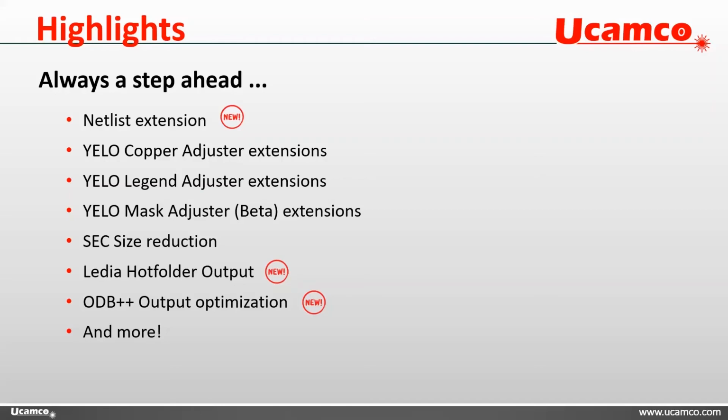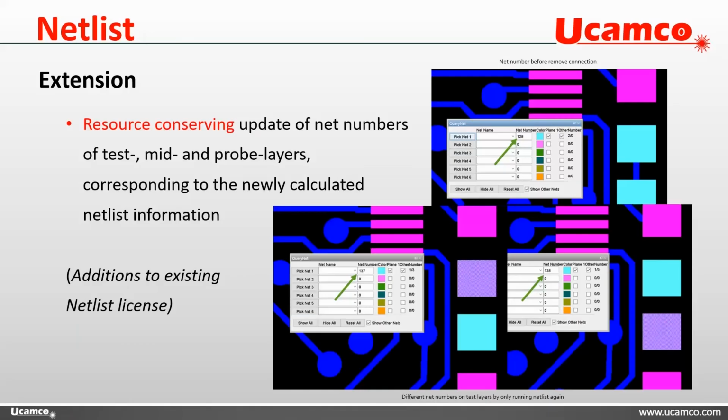Let's start with the Netlist extension. Our extension to Netlist is a resource-conserving update of net numbers for test, mid and pro players corresponding to the newly calculated Netlist information. Let's have a closer look at that.